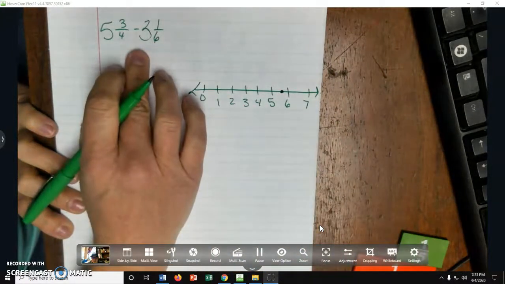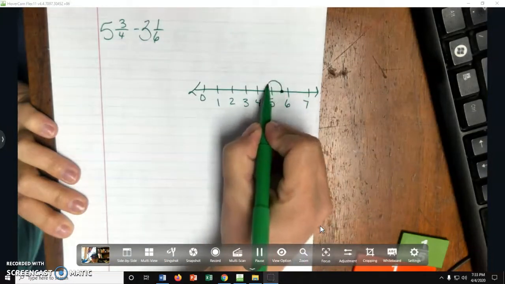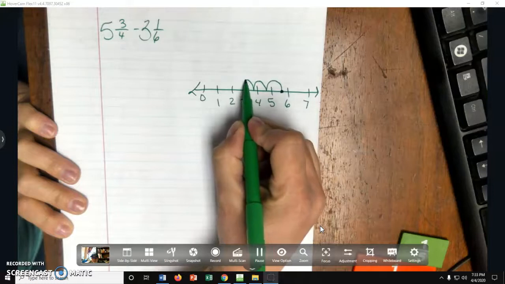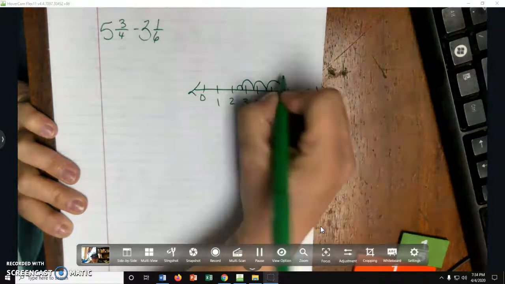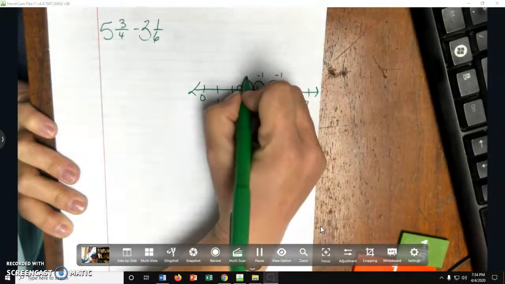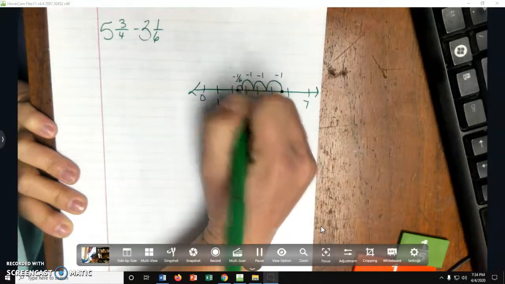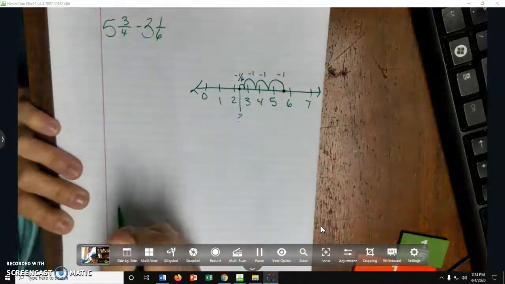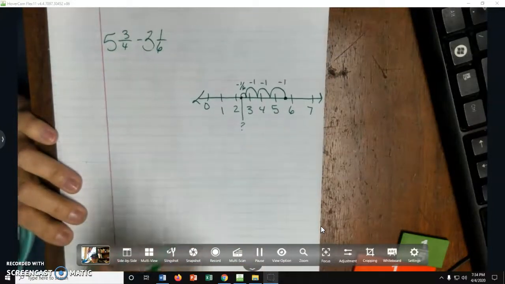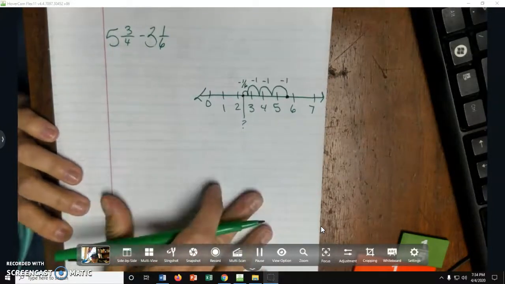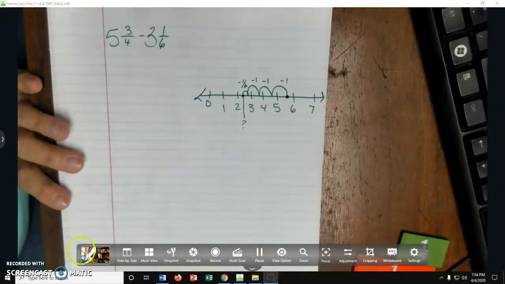I need to take away 3 and another 1/6. So here we go. That would be 1, 2, 3, and then I'm going to take another 1/6, which isn't very much. So my answer is going to be somewhere in this area. If I get an answer that's 20 or 5 or 6 or anything that's not between 2 and 3, we know we have a problem, right? All right, go ahead and pause the video. Let's see how you do and then come back and check those answers.